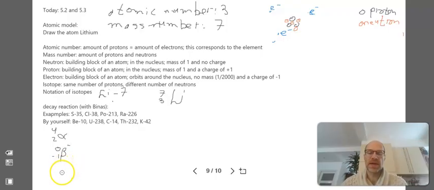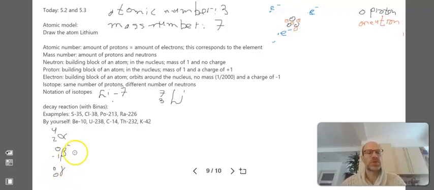And then it could also have extra energy, and then it emits a photon, a very, very energy-rich photon. It's called gamma radiation. And a photon has no charge and no mass, so it's 0, 0. So these are the 3 types of radiation that come from an atom.